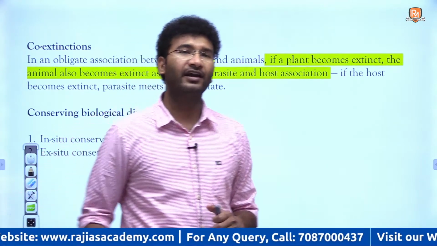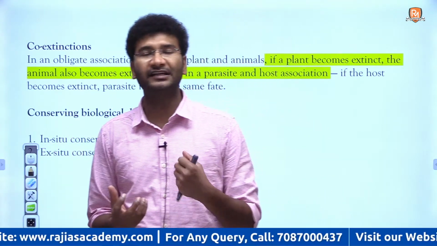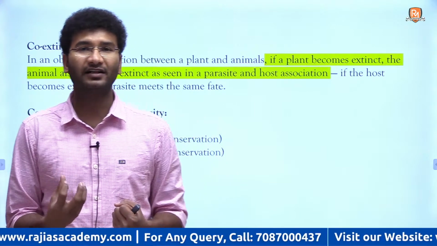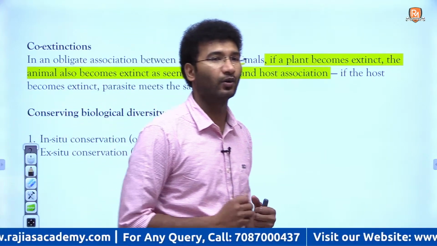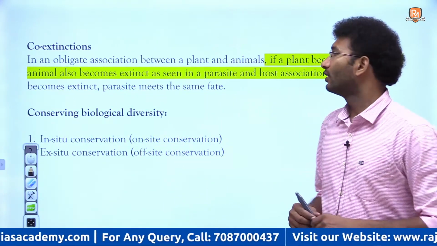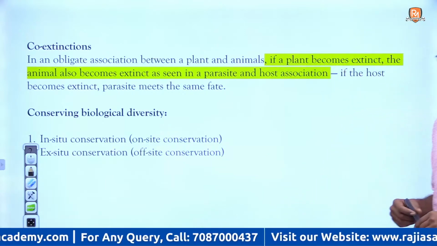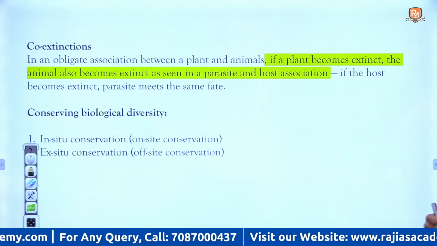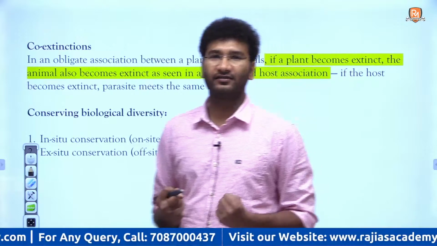So directly or indirectly every species in this world is interlinked. Without our knowledge we are interlinked with other species, that is called co-extinction. So in order to survive on this earth, it is important for us to coexist together, right.